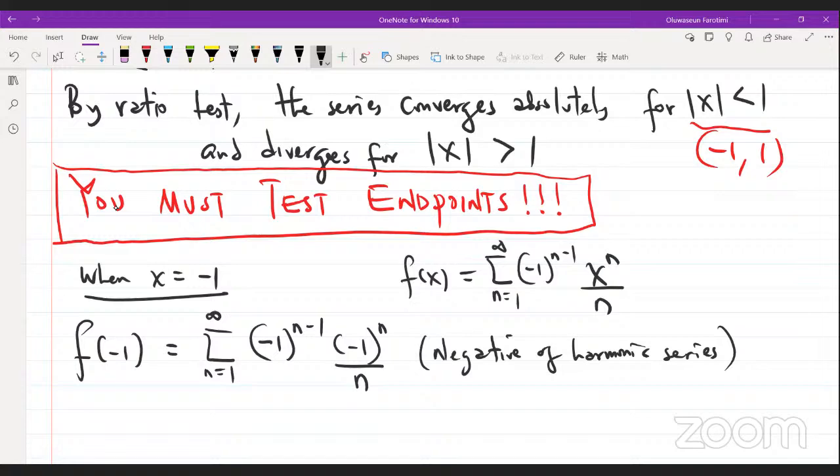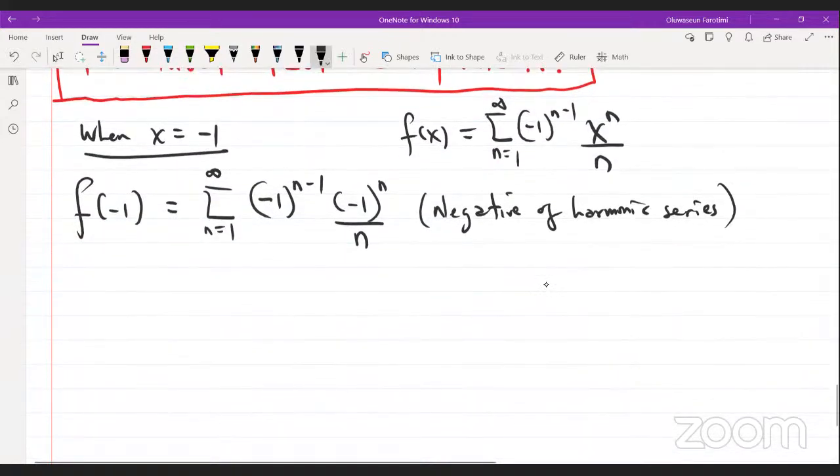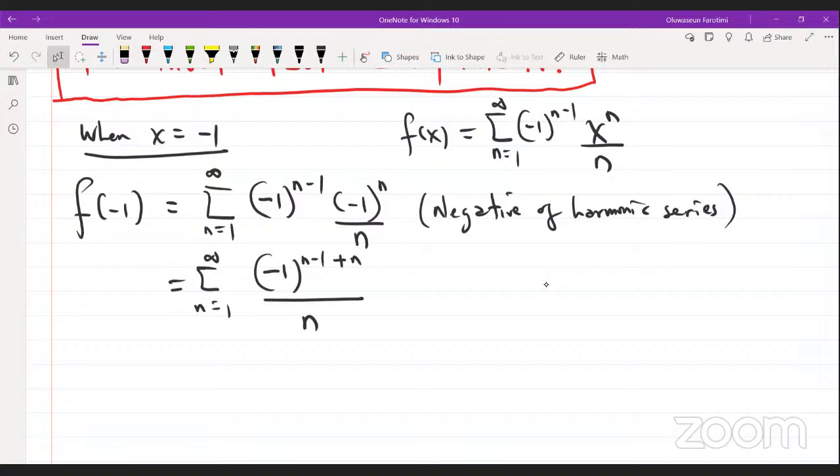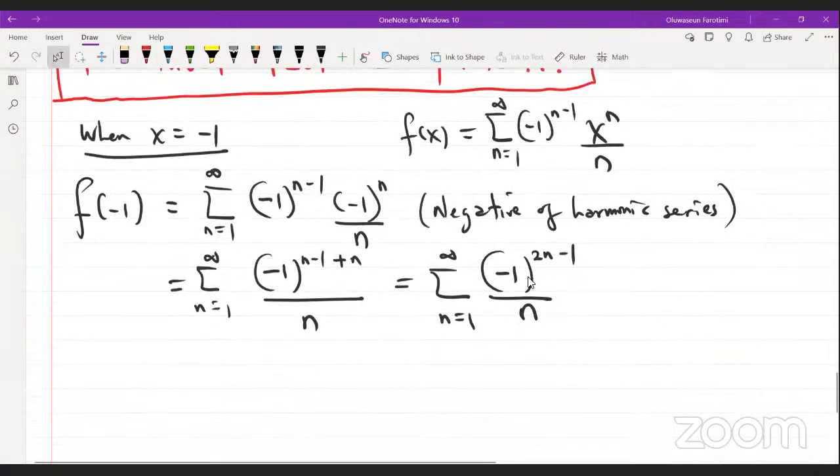Now, how do I know that it's the negative of harmonic series? That's a good question to ask. So look at the guys on the top. You can multiply, right? -1 to the power of n minus 1. By indices, this becomes a plus n divided by n. So this is sigma notation. You got a -1 to the power of 2n minus 1 divided by n. Okay, now we're still doing basic simplification, guys. Basic.